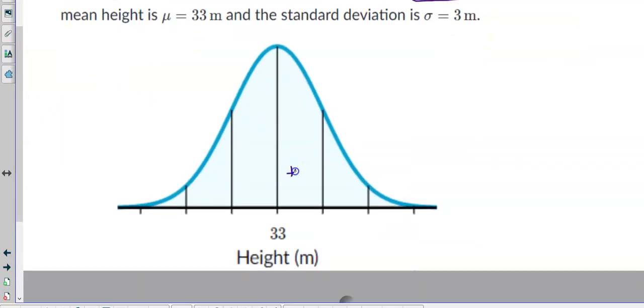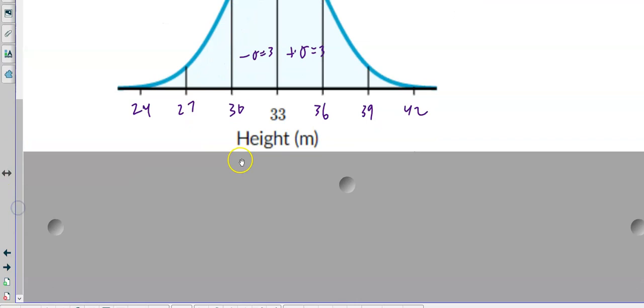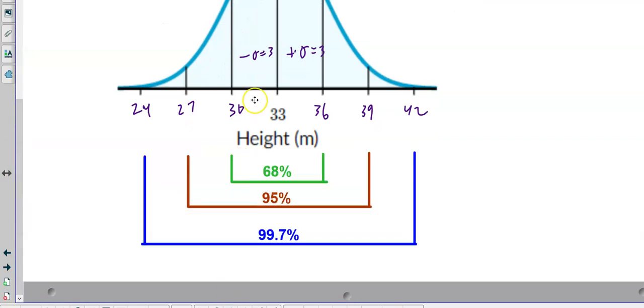We're going to add a standard deviation to the right, which is equal to 3. So this would be 36. We're going to subtract a standard deviation, which is 3, to the left. So this would be 30. And keep going. This would be 39. This would be 42. This is 27. And this is 24. So we've labeled everything we have to label there. And that's we know between 30 and 36 for tree heights, 68% of the trees are between those values. Between 27 and 39, 95%, the vast majority of trees are between those values.